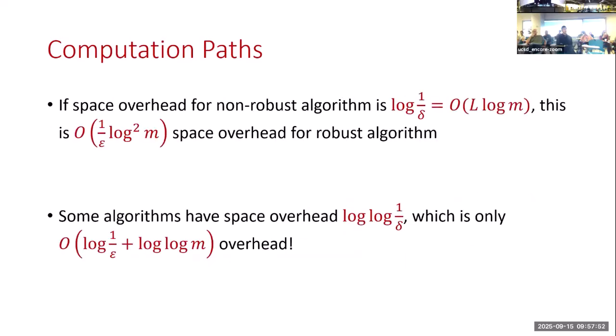And if your space overhead for non-robust algorithms is log 1 over delta, then this means you get a log m overhead for robust algorithms. But if you have a dependency on log 1 over delta, for example, quantile estimation has these dependencies, then you get a much better overhead. Okay. So I think this requires more information, but in the interest of time, I'll skip this.